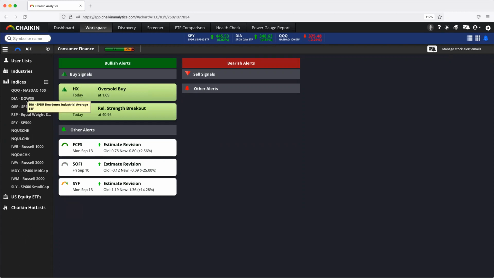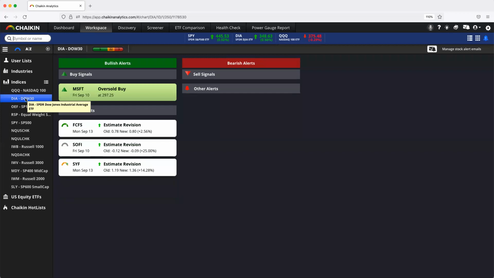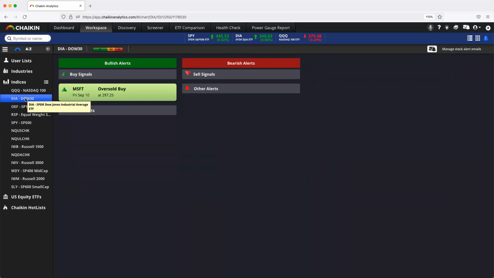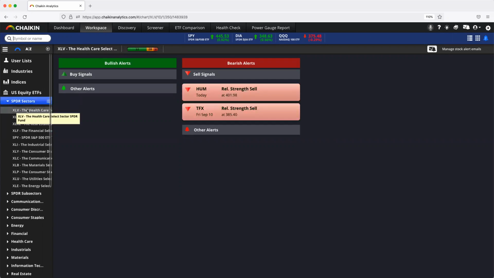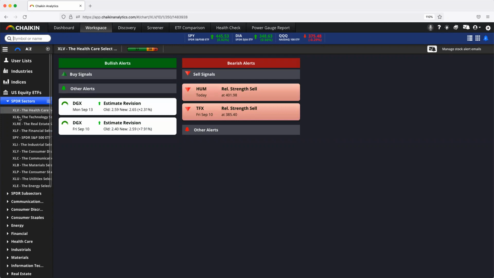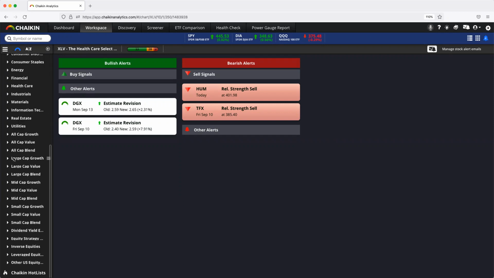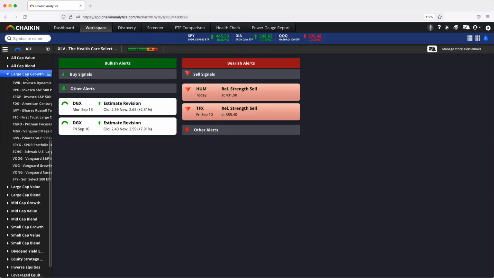Folks, we could do it for an index, right? What about inside the Dow? Here you go. Today, the Dow only has a single buy signal on Microsoft, right? You can do it on any and all of them, a particular ETF. What's going on inside that healthcare ETF? There you go. No buy signals today. Only sell signals, some positive bullish alerts on estimates. Or you could dive into any type of ETF you were looking for.